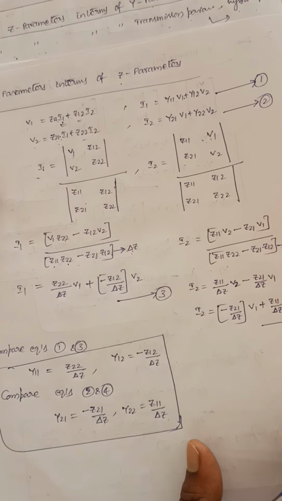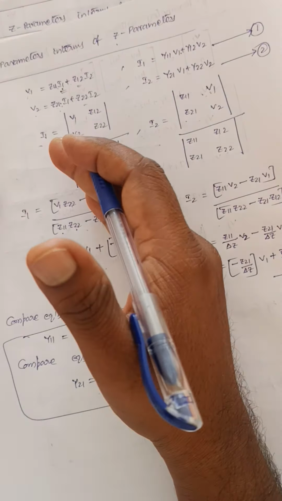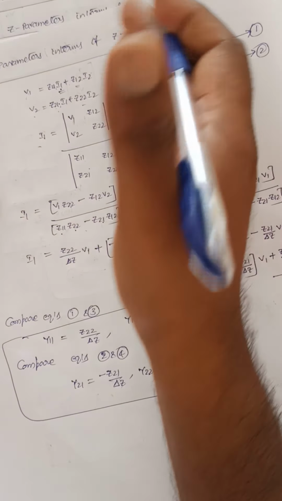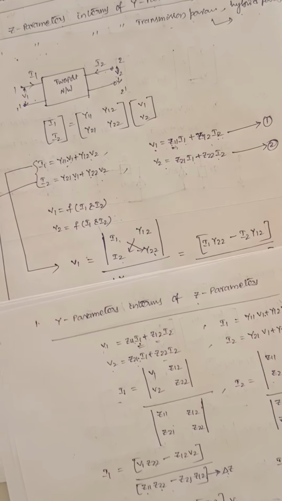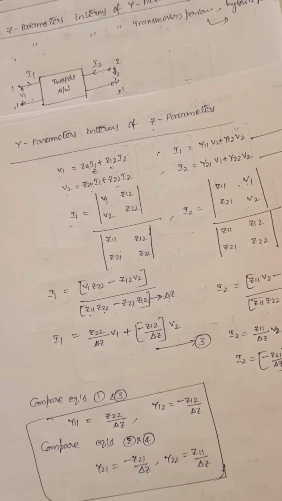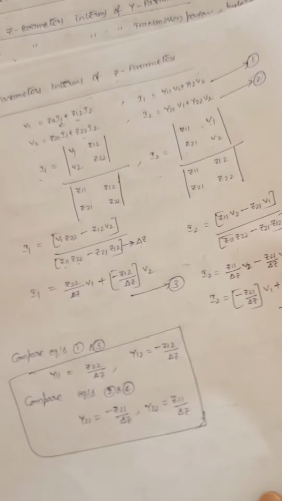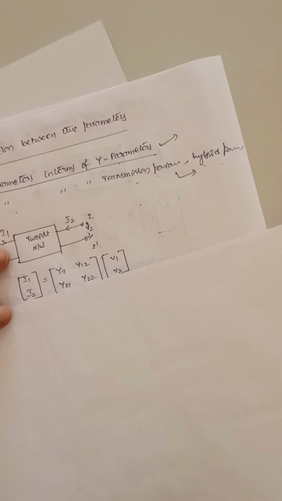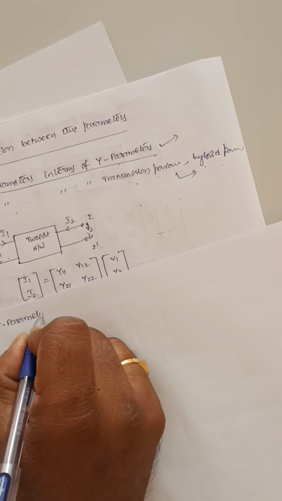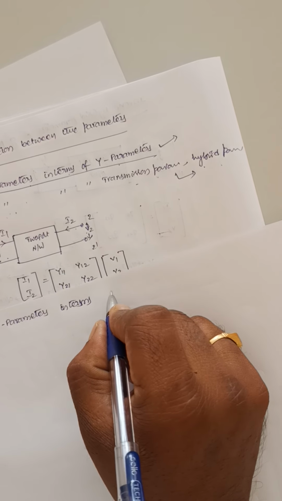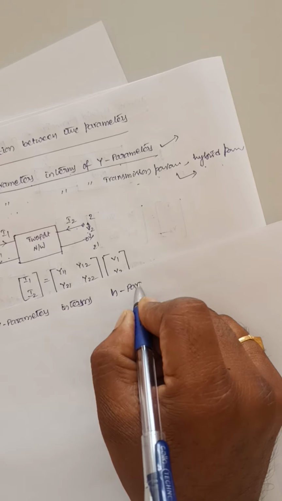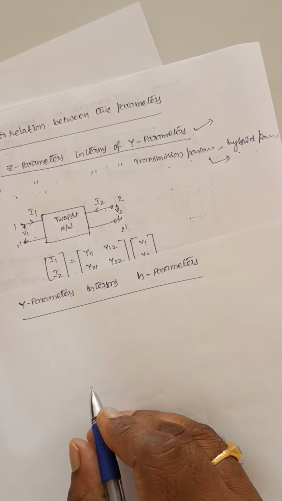Now if you want to find the relation between the Y parameters and parameters other than these inverse parameters, that means other than Z parameters, we have another method, and we will do the derivation for that method. Suppose I want to find the Y parameters, second one, Y parameters in terms of h parameters.